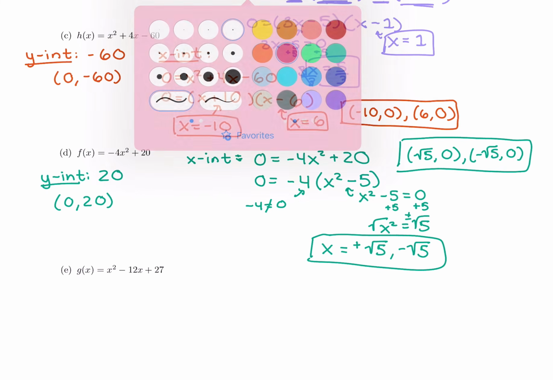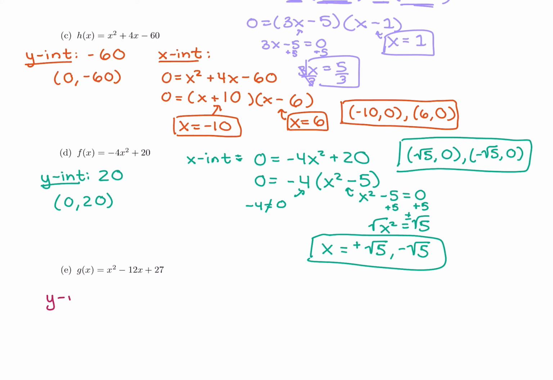So last one, doing the same thing, finding intercepts. Not too bad. Make x 0. The y-intercept is 27, or (0, 27). When you plug in 0, y is 27. The other way around, x-intercepts, make the y value 0.